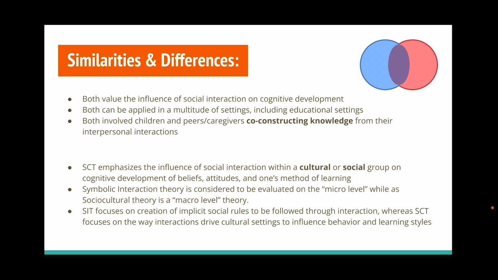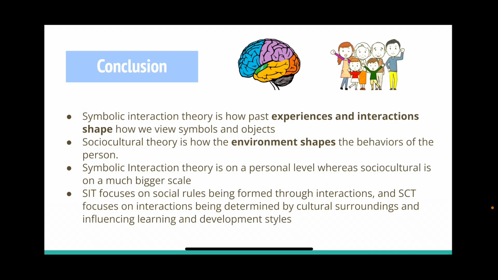Sociocultural theory emphasizes the influence of certain social interactions within a cultural or social group on human development of beliefs, attitudes, and especially learning methods, whereas the symbolic interaction theory focuses on the creation of implicit social rules to be followed through interpersonal interactions. So in conclusion, the symbolic interaction theory is how past experiences and interactions shape how an individual views certain symbols and objects. And that is a theory that is evaluated on a personal level.